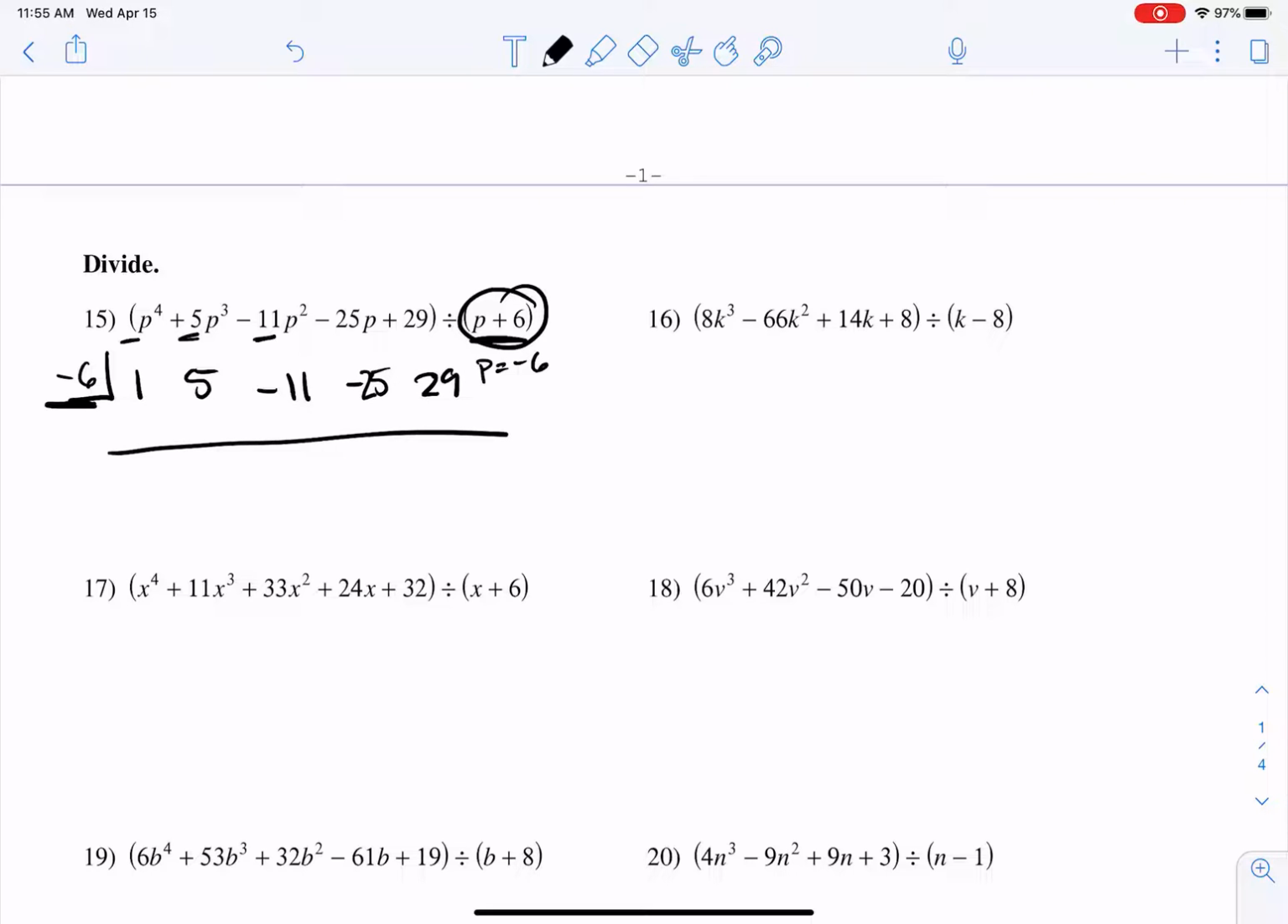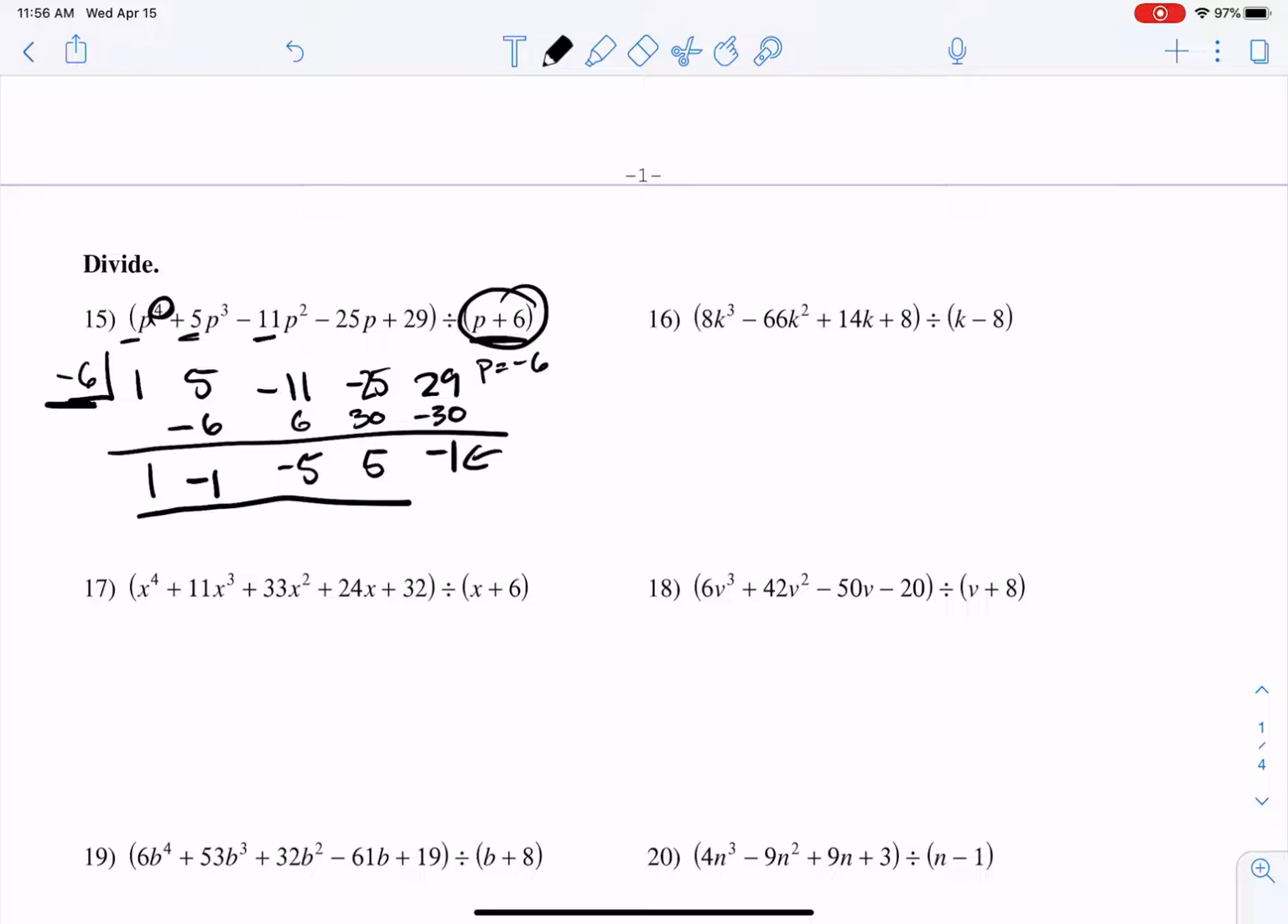Okay, synthetic division again, bring down the 1, multiply, add, multiply, add, multiply, add, multiply, add. Okay, so what we get here when we divide, notice we have a remainder, so this is a remainder of -1.